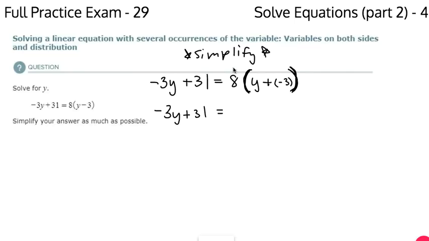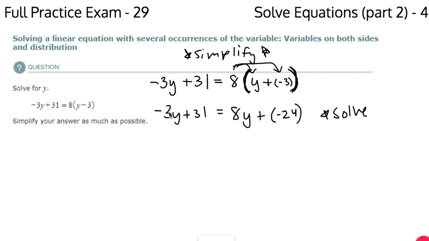But on the right, I actually have some distributing I can do. I can distribute that 8 into my expression in the parentheses. 8 times y is 8y. 8 times negative 3 is negative 24. So once I distribute, now I've got an equation with variables on both sides. So now I can start solving.